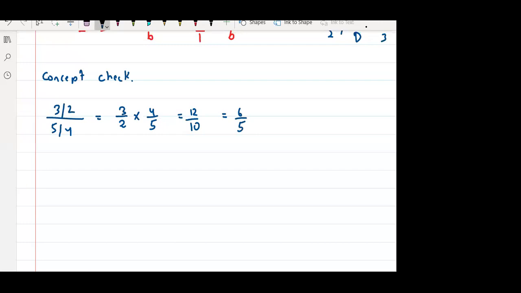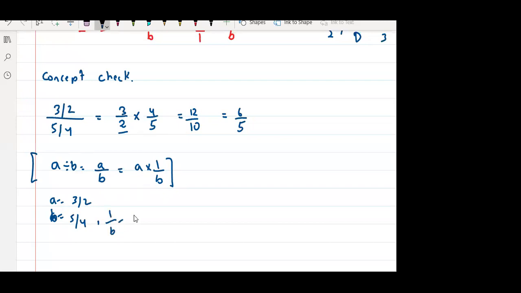Now tell me, if you're not taking the reciprocal, what are you doing? You're taking the reciprocal only, right? Pragna, which step you didn't get? I'm just using a basic property of division. A divided by B is basically A by B. This is written as A into 1 by B, where this is the reciprocal of B, as simple as that. Here A is equal to 3 by 2, B is equal to 5 by 4. I'm writing A into the reciprocal of B. The reciprocal of 5 by 4 is 4 by 5. That's it. Got it now?